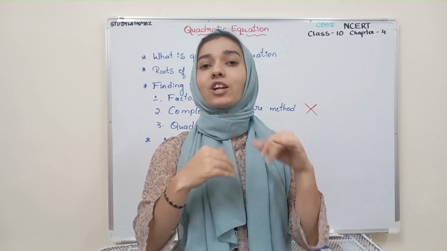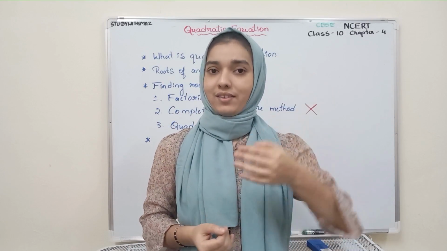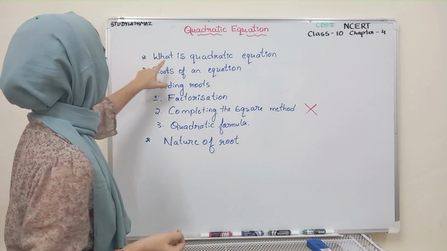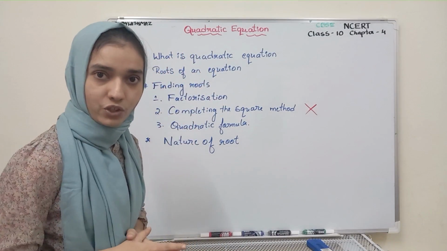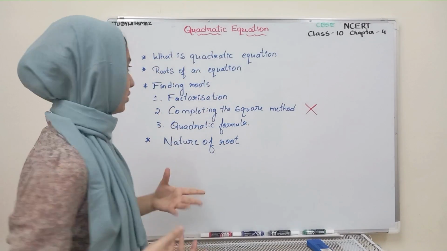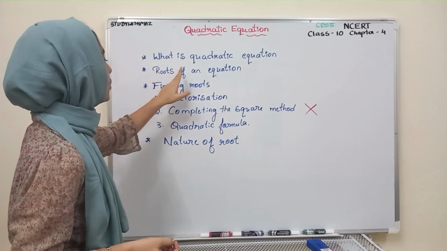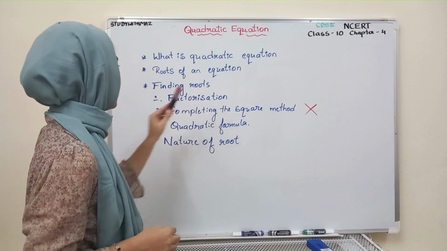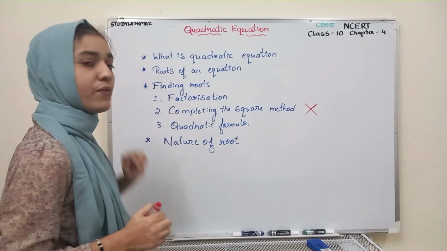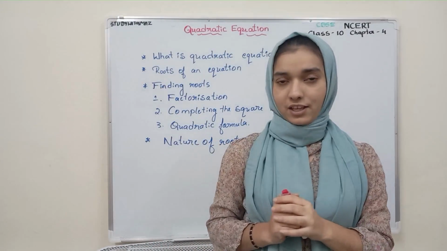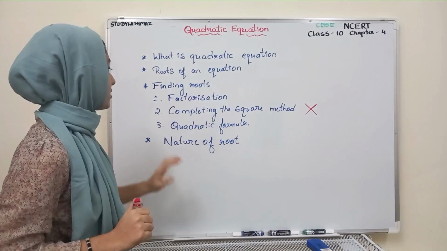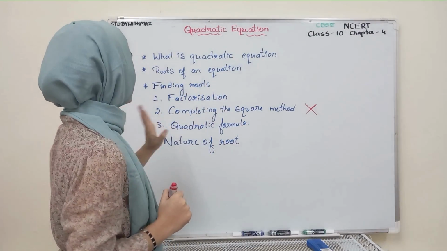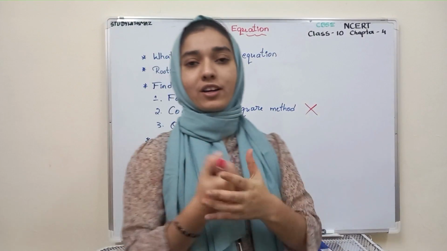Okay, so what things we are going to learn in this video that we will discuss first. So in quadratic equation, first we are going to learn what is quadratic equation. Quadratic equation क्या होता है? Okay. Then second thing, roots of an equation. So roots of the equation we are going to learn. Finding the roots. In finding the roots, there are three methods actually. First method is factorization. Second method is completing the square method, and third method is by using the quadratic formula.